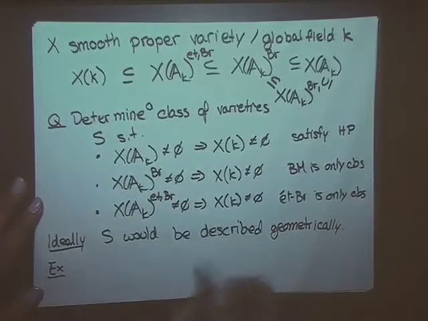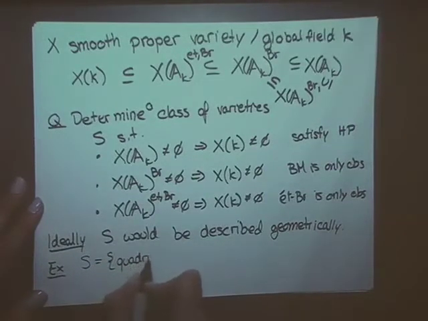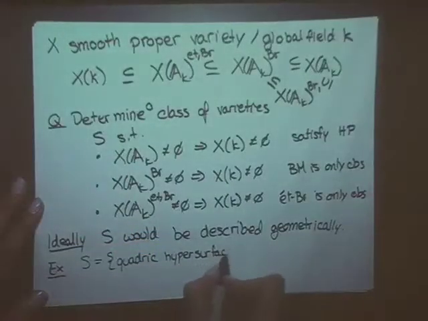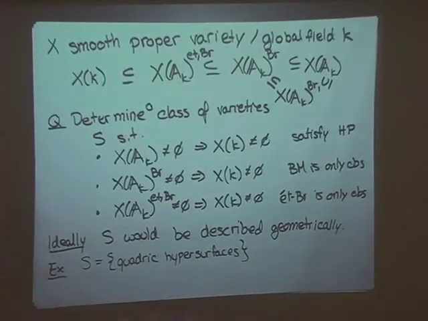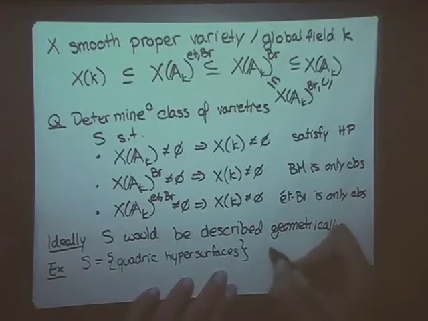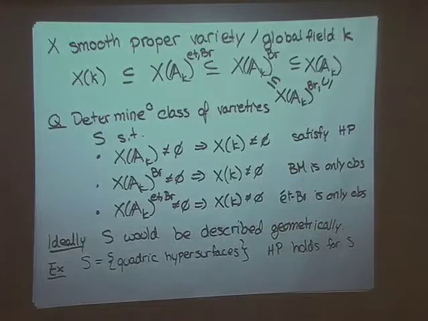Well, for instance, you can take S to be all quadric hypersurfaces. This is the Hasse-Minkowski theorem: when you take this set, the Hasse principle holds for S. I just give you an equation, and this is something I can check in the geometry. I'm saying that it's given just as the vanishing of a single equation in projective space, and that equation has degree 2. It has nothing to do with the arithmetic.